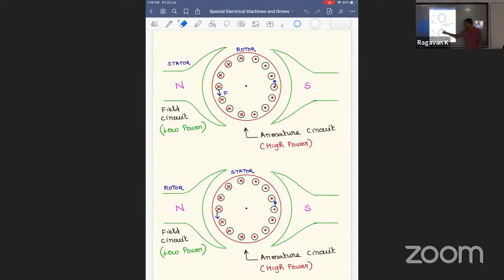Now we want the current in the armature to continuously alternate based on whether the conductor sees the north pole or the south pole. When the conductor sees the north pole, it has to be crossed.